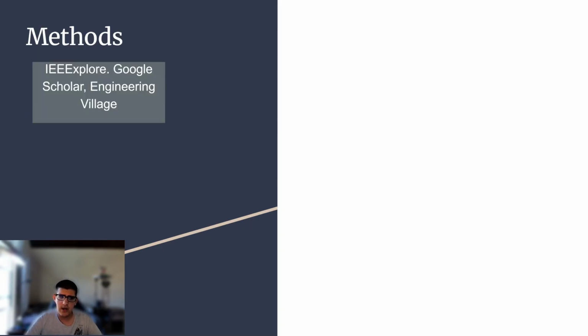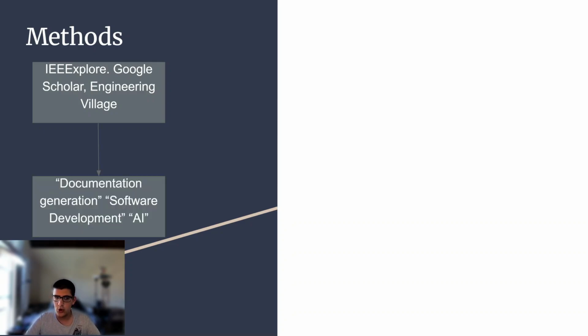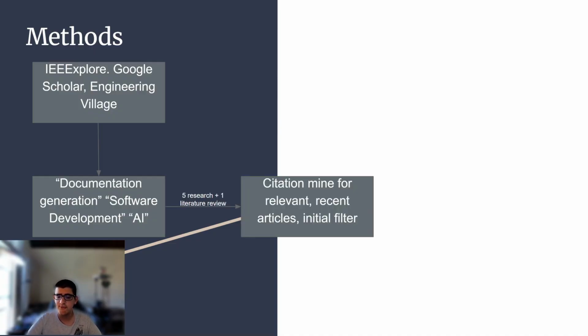Initially, I used IEEE Xplore, Google Scholar, and Engineering Village, with keywords like documentation generation, software development, artificial intelligence. Using those, I found 5 original research articles as well as 1 literature review. I then looked at the citations to find recent articles that were related to the topic.